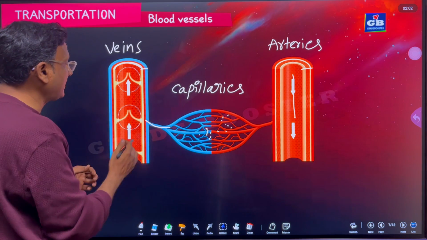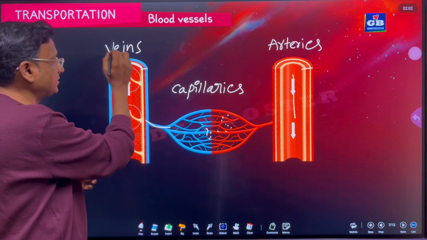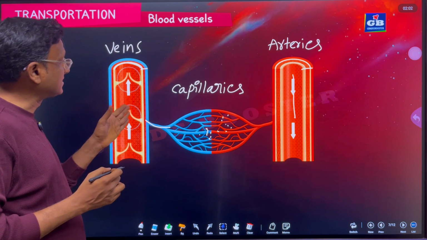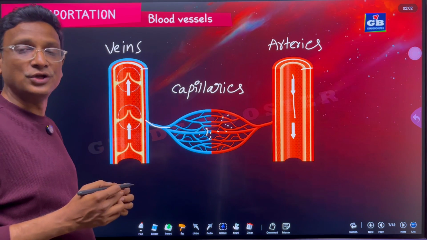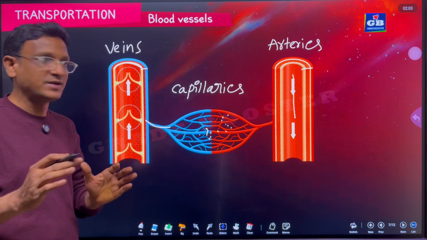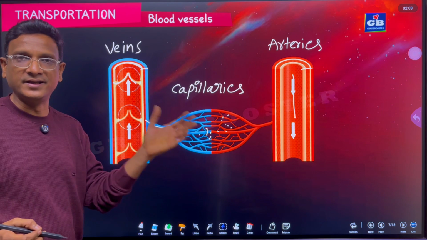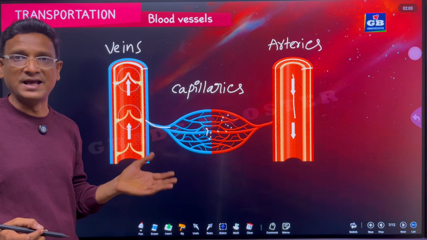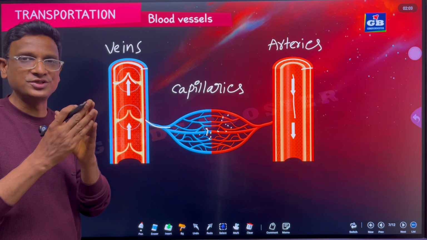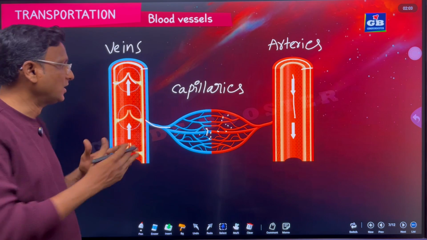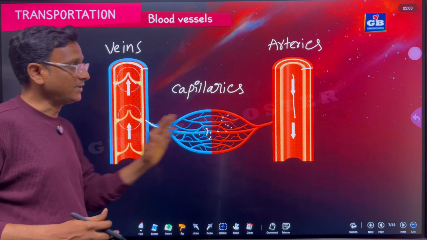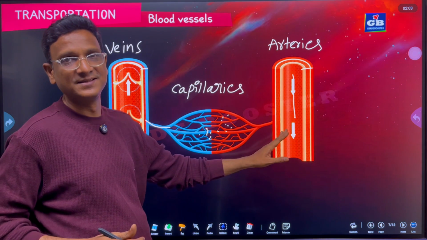You can see inside the vein the blood flows only in one direction. There is a chance that blood can flow in the reverse direction in veins, so that is prevented by the presence of valves. I already told you about valves in the internal structure of the heart. Valves are just like doors, they allow the flow of blood only in one direction. So in veins we see valves, but valves are absent in arteries.